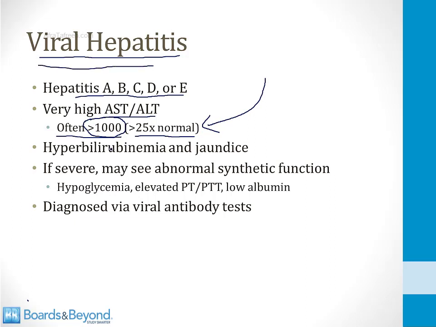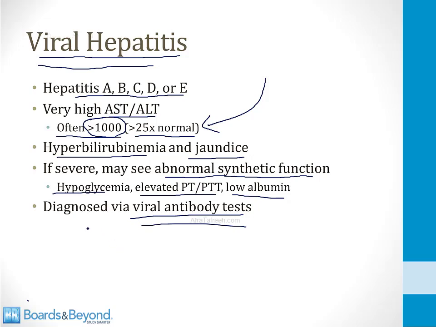Patients with acute viral hepatitis can develop hyperbilirubinemia and jaundice. If the infection is severe, you can see abnormal synthetic function in the liver, things like hypoglycemia and abnormal coagulation tests and low albumin. And you diagnose viral hepatitis by viral antibody tests. And again, I discuss all this in detail in the ID section.